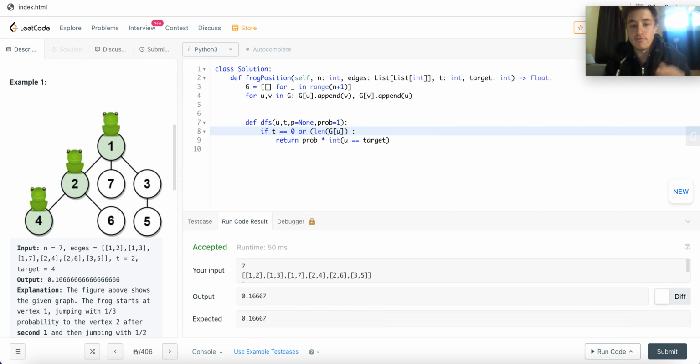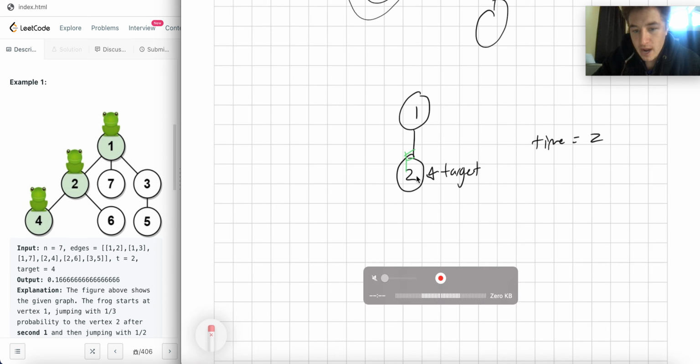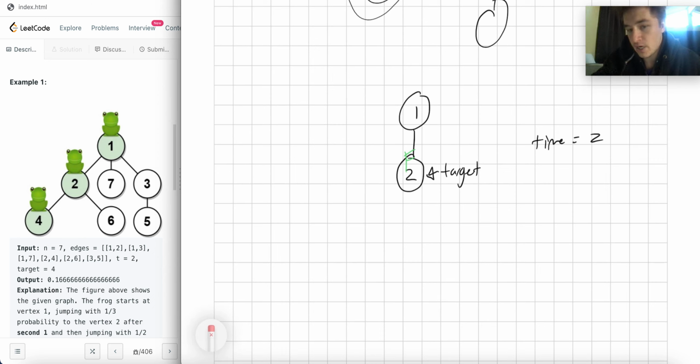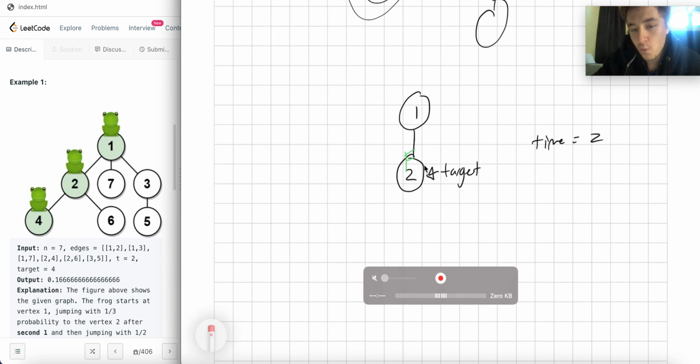Right? Because there's nowhere for us to go. So in this case, the length of the graph at this node is actually 1. Sorry, not the length. The length of the graph of u is the number of children of u, so the number of children of this node is 1. But it's not actually 1, because this parent has already been traversed, so you can't traverse to it again.